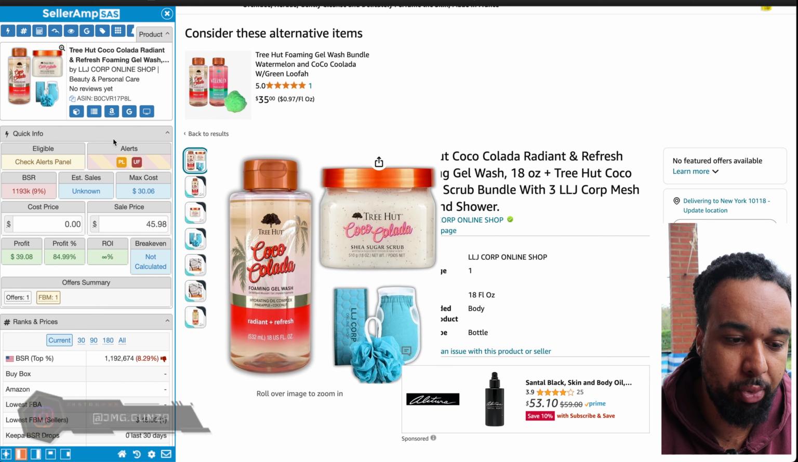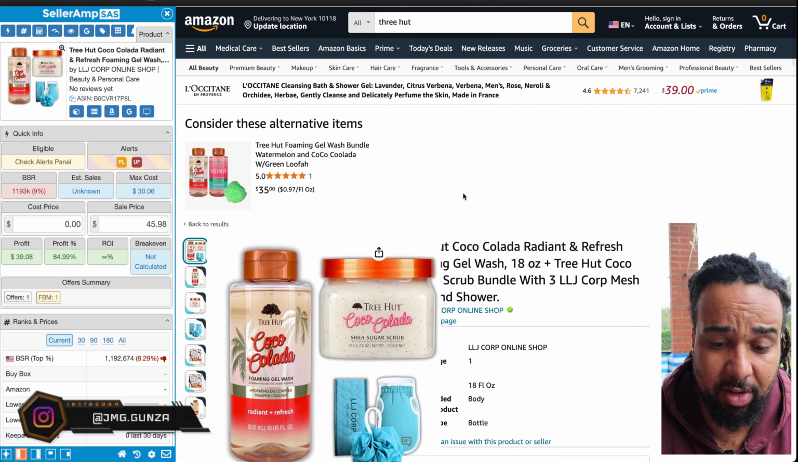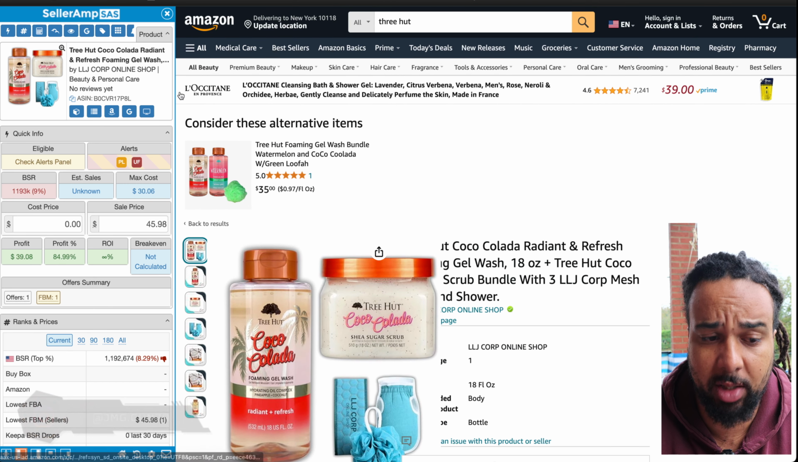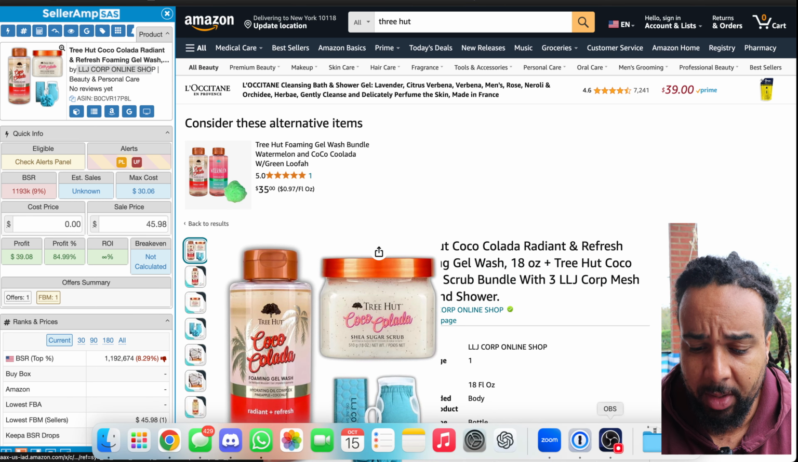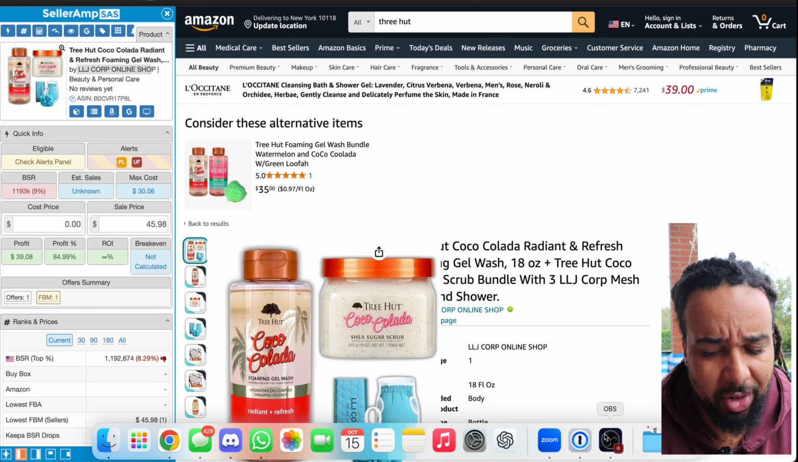Review all your listings to make sure that you do not have bundles like this in your listings. Also review every single one of your listings to make sure that the brand under which your listing is listed is the real brand. Just check the brand here, because sometimes the data is not updated on Seller Amp. Just double check everything to be sure, and you should be good.